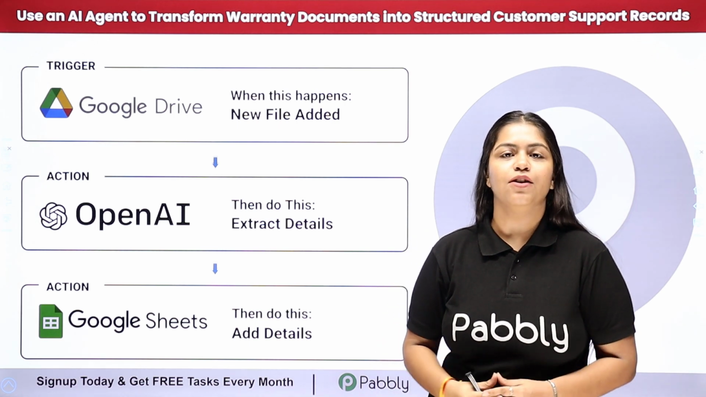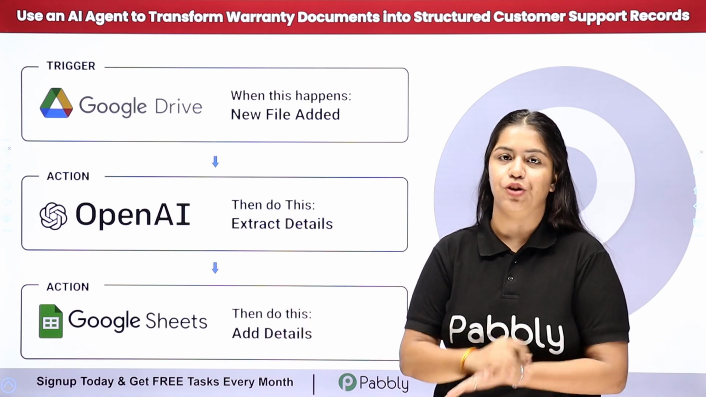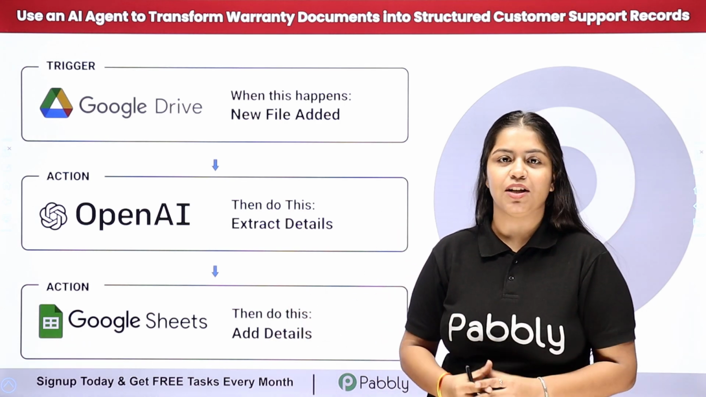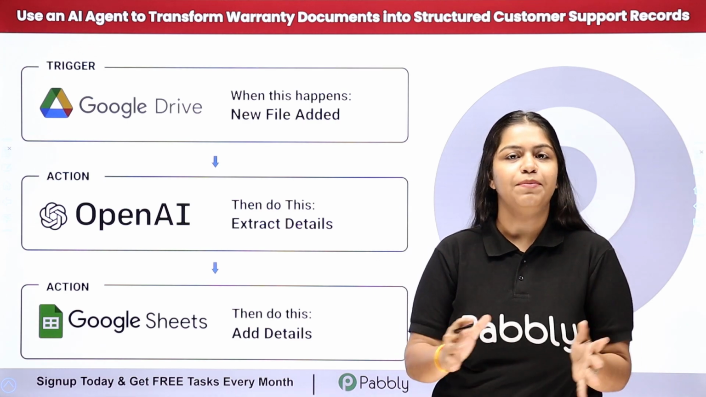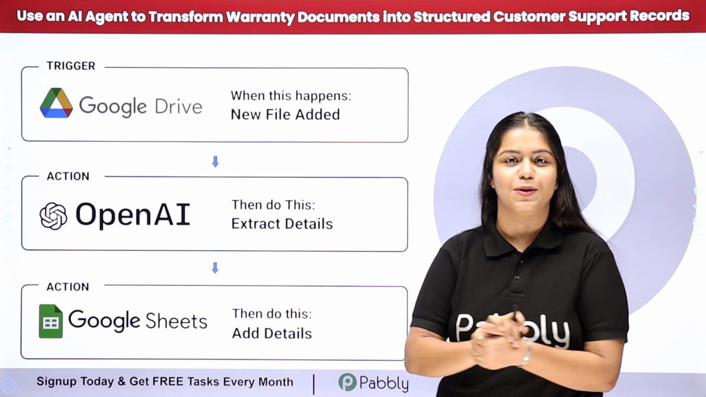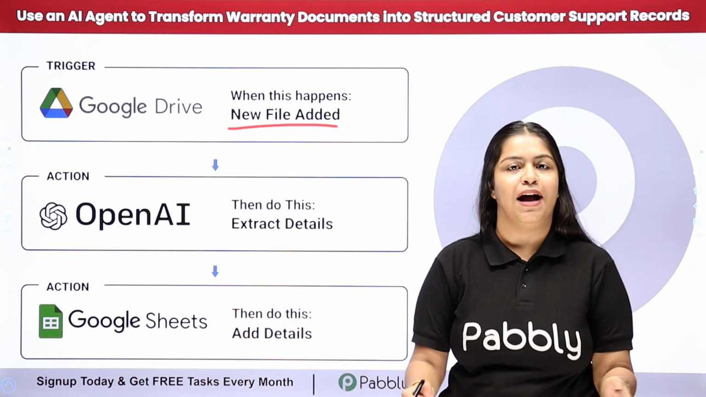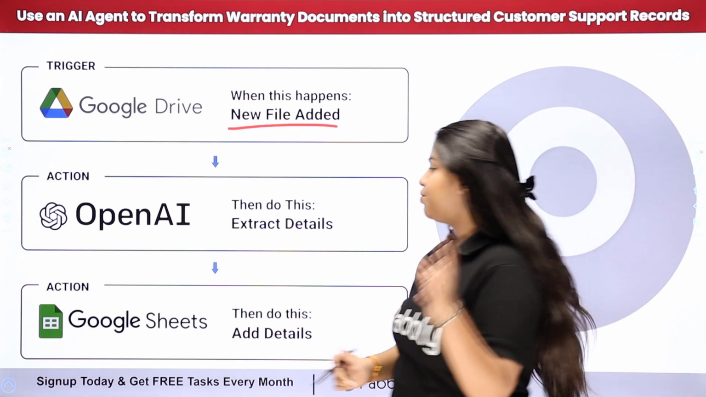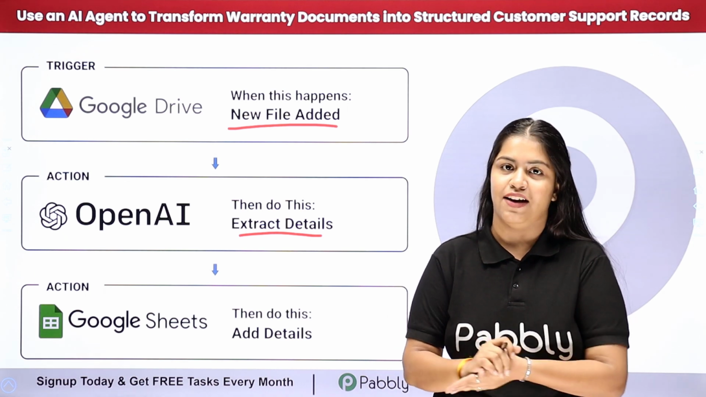So like you, I also used to manually extract the details from all the warranty documents. But this is such a time consuming and error prone task. So to solve this problem, I have simply created this amazing automation where, as soon as I add the warranty document into my Google Drive, automatically my AI agent is going to extract the details from that warranty document, which we can further add in our spreadsheet.